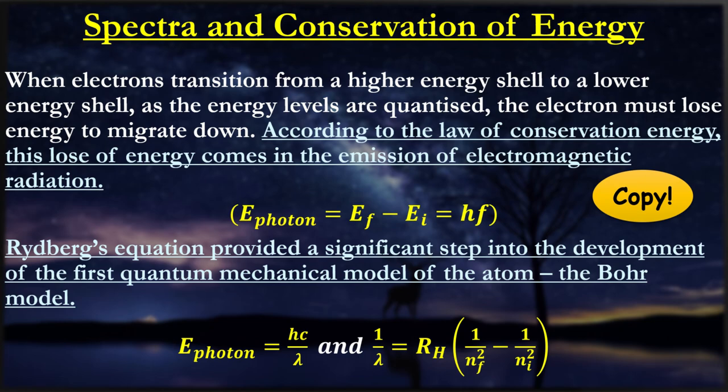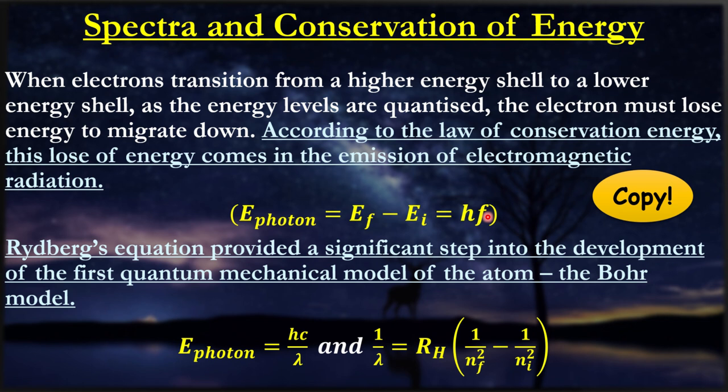Alright, so how does this all collate everything together? We firstly said that electron transitions from high energy to lower energy shells are quantized. So if the electron is to lose energy to migrate down, according to the law of conservation of energy, this loss of energy comes in the emission of electromagnetic radiation. So we know that this energy gap difference is going to be the energy of the photon that we release, and that way we can work out what the frequency of the light is.